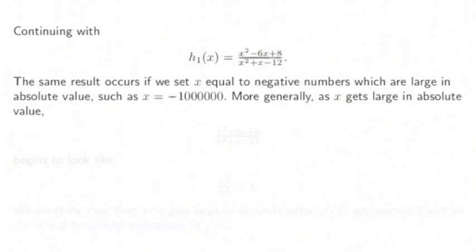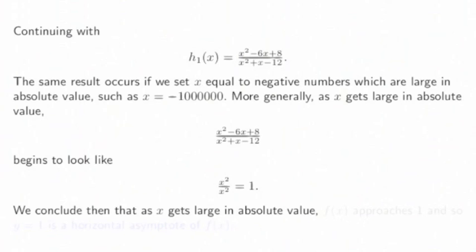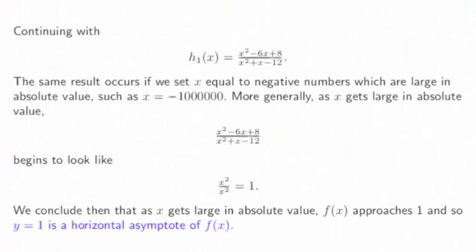More generally, as x is large in absolute value, this rational function begins to look like just x squared over x squared. Minus 6x plus 8 on top begins to disappear or become irrelevant. X minus 12 on the bottom, same thing. This begins to look like x squared over x squared, which is 1. So as x gets large in absolute value, my function approaches 1, and so the line y equals 1 is a horizontal asymptote of my function.